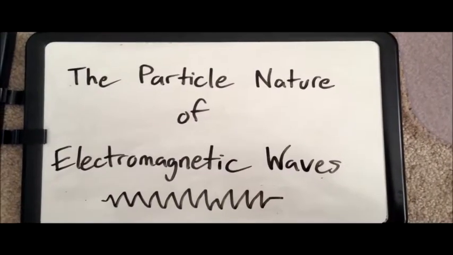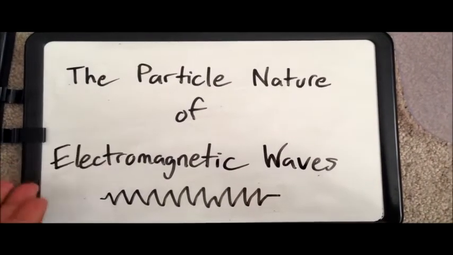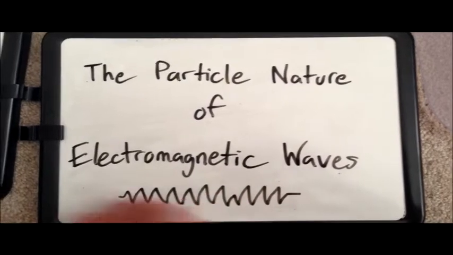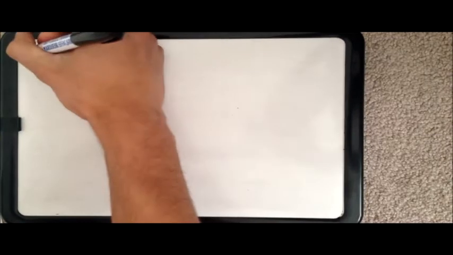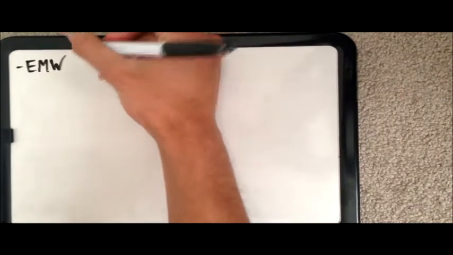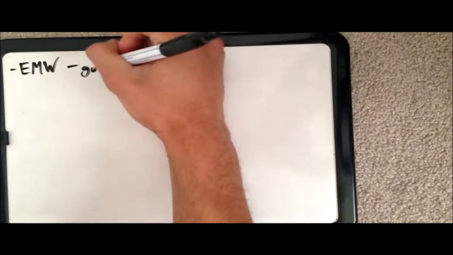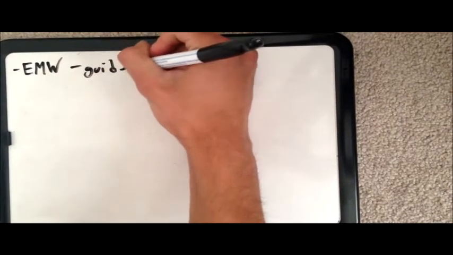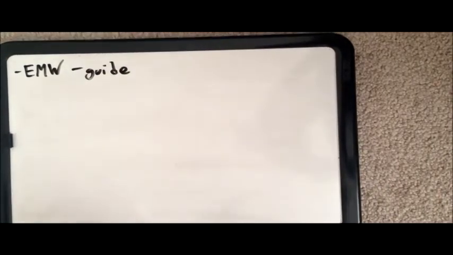So let's begin. We start off with the particle nature of electromagnetic waves. Basically, the relationship between a photon and its electromagnetic wave can be thought of as the electromagnetic wave acting as a guide. I'm just going to refer to electromagnetic wave as EMW. So the EMW acts as a guide, and this predicts the probable behavior of the photon.